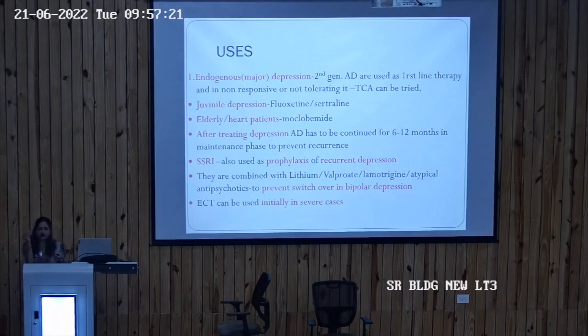P for phobia. R for recurrent panic attacks. S for smoking cessation. Another S for stress disorder. I for impulse disorder, O for obsessive compulsive disorder, and N for neurotic disorders. So this is DEPRESSION.